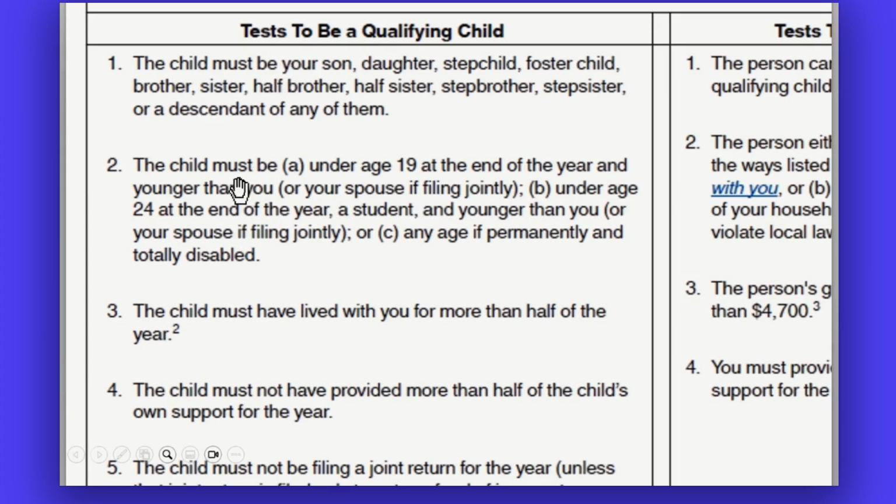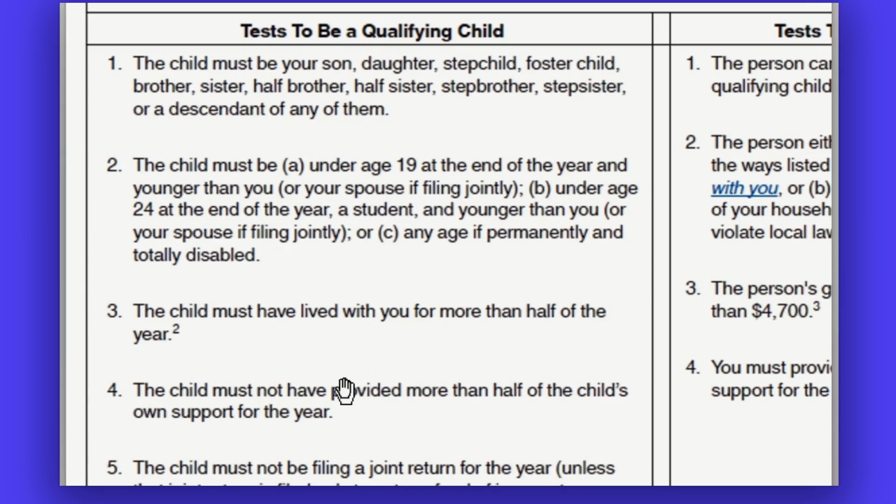Next, they must be either under age 19 at the end of the year and younger than you. So if it's your brother, they have to be younger than you. Or they have to be under age 24 at the end of the year and a full-time student and younger than you. Or they have to be permanently and totally disabled, in which case it doesn't matter how old they are. So the main rule to remember is they have to either be under 19 or under 24 and a full-time student. That's the key rule to remember that's going to apply most of the time.